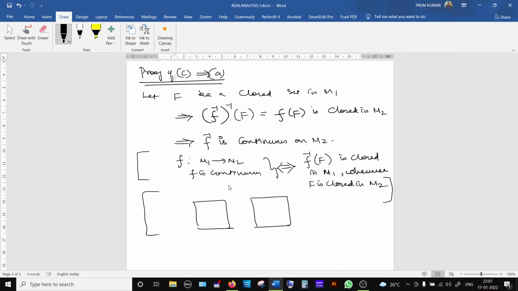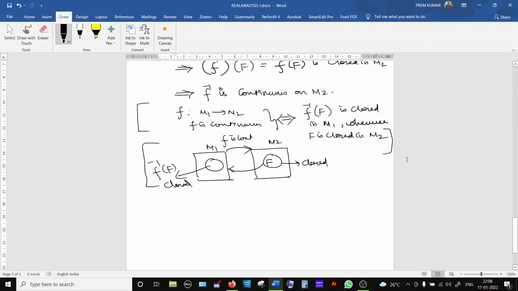So be very careful with the function f and f inverse. f is a function from M1 to M2, and f is continuous if and only if whenever we take any closed set in M2, the inverse image is also closed in M1. It's an if and only if statement. If it's continuous, this property is true. If this property is true, then f is continuous. So now the same theorem we are going to apply for the function f inverse.